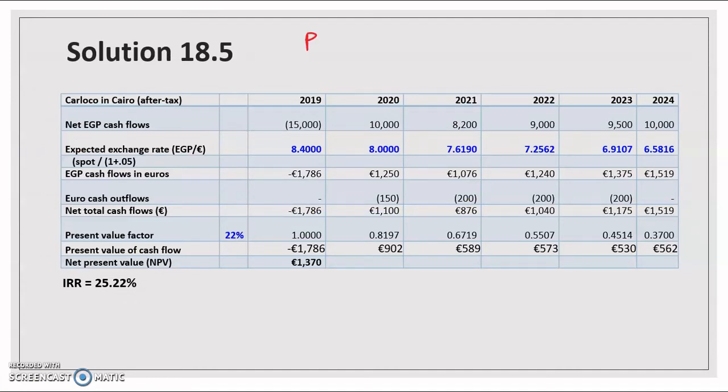Pro forma is going to be based on what has been provided: 2019, 20, 21, all the way up to 24. Your 0, 1, 2, 3, 4, and 5. I am going to list the Egyptian pound cash flows, the inflow and the outflow respectively. The exchange rate movement. So this is what you have to calculate.